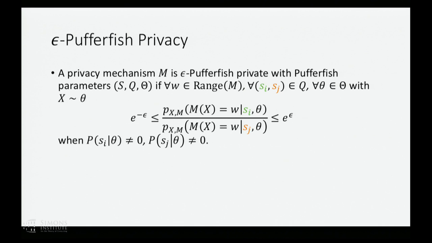And now we can define epsilon pufferfish privacy. So we say a mechanism M is epsilon pufferfish private under the three parameters S, the secrets, Q, the secret pairs, and theta, the set of distributions, if for all W in the range of M, and for all secret pairs Si and Sj in our secret pair set, and then for all distributions small theta in our distribution set capital theta. So let's say we use X to denote a random variable which represents our data set, so it's a random variable drawn from the distribution theta. What we want is the probability of M(X) equal to w given theta and Si, over the same thing given theta and Sj, to be upper bounded by e to the epsilon.